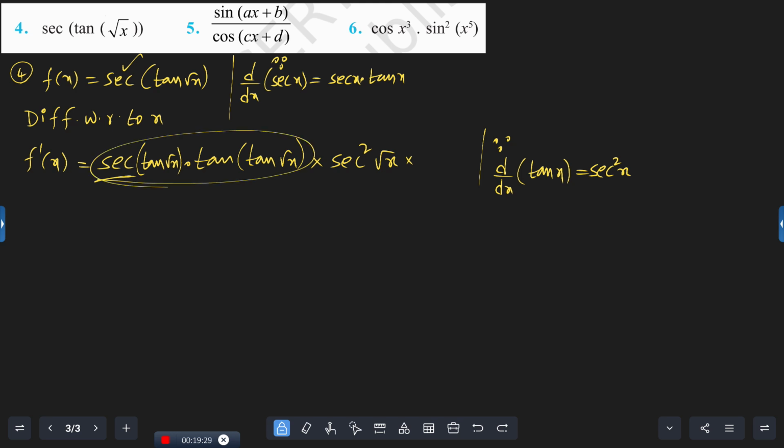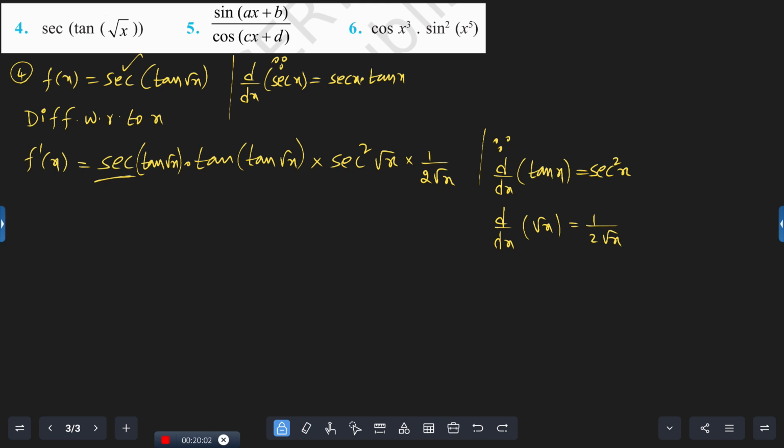This is fully the secant derivative, and this one is the tan derivative. Still the derivative is not over. Why? What do we have extra in the question? Very good. Root x we have extra in the question. Then what is the derivative of root x? Very good, 1 divided by 2 root x. Then the derivative of that is 1 by 2 into root x.